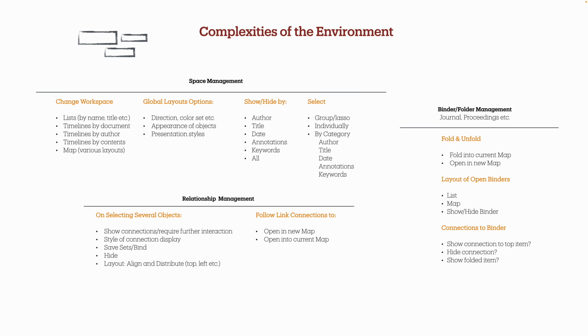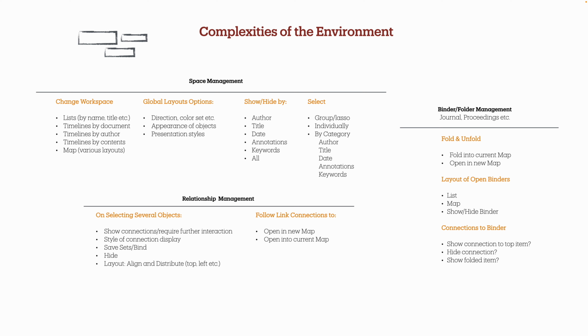Then there are global layout options. Once you're in a workspace, you need to set the direction, maybe from where the timeline should go, what meanings color should have, appearance of objects. Maybe you want to see tiny PDFs in space. Maybe you want to see tiny dots if you have a lot, and what the dot shape or color would mean, presentation styles, and so on. And as I've experimented with a lot in Author, showing and hiding based on criteria such as all authors or by the text of the title or dates will be very important in order to enable the end user to have a space that is manageable.